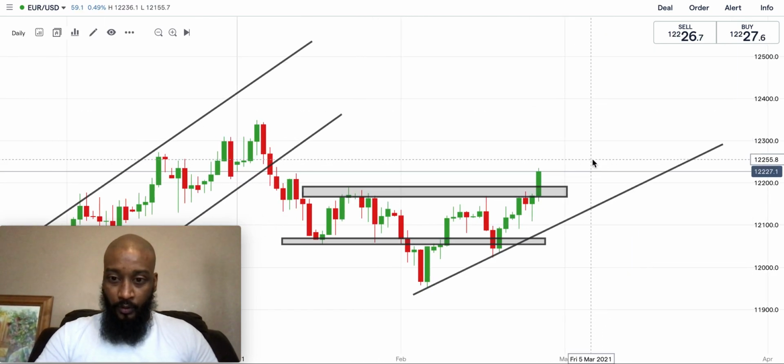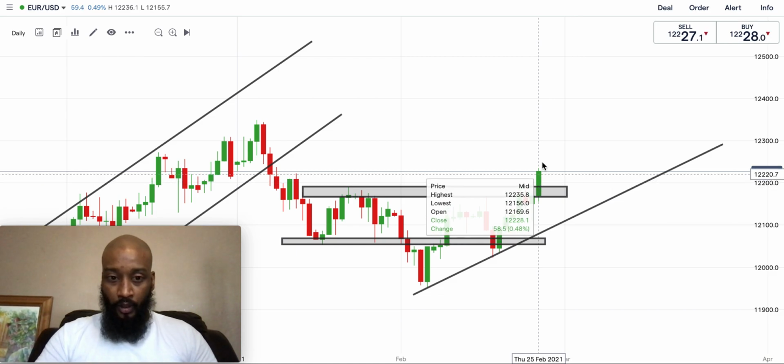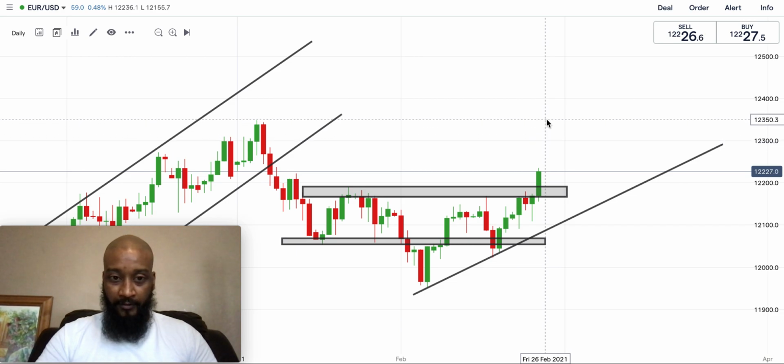So we've got euro dollar breaking out strongly this morning. We're seeing quite a bit of weakness in the US dollar. So we've broken above our price target of 122. Again, I gave the price target of 122 in my previous video, so you can go and check that out. We're strongly above 122 at the moment. Next target for euro dollar would be around 123 to 123.50.